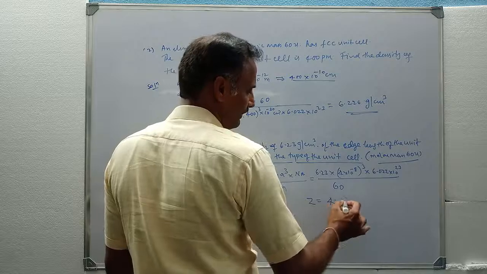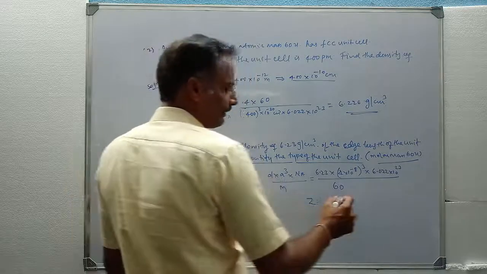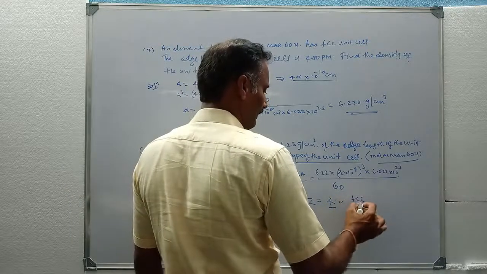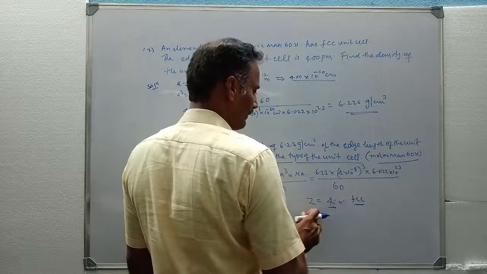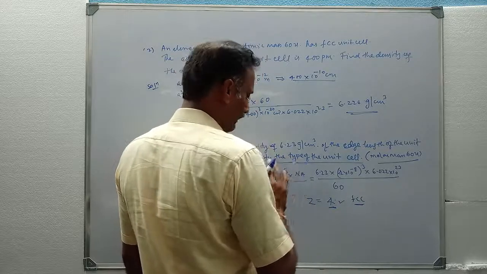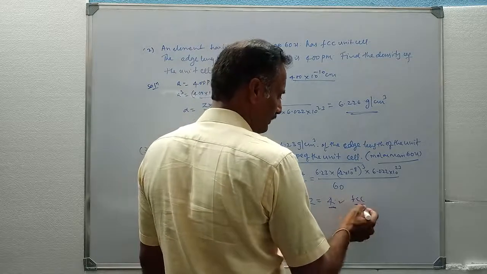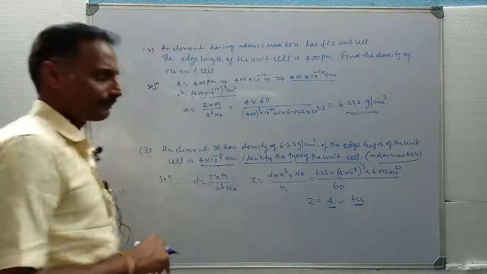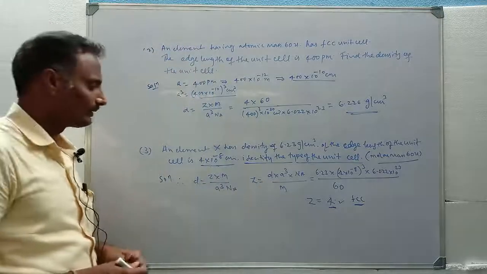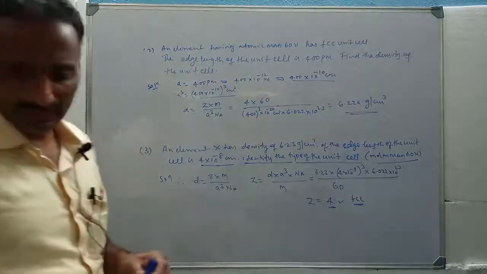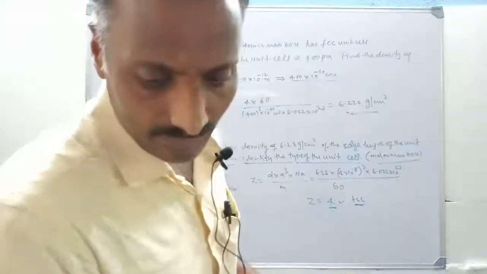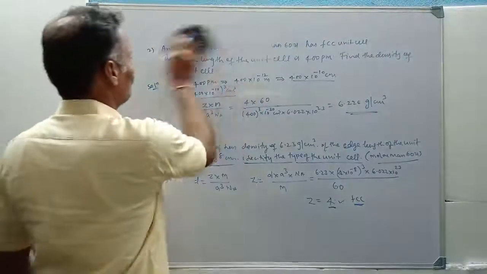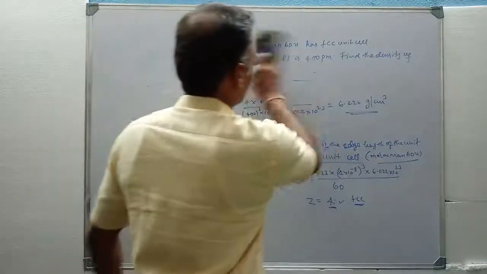This shows that this unit cell is a face-centered unit cell. A face-centered unit cell contains 4 particles. That's why the type of unit cell is face-centered cube. It contains 4 particles. This is about the third problem. And next, we are discussing the fourth problem.